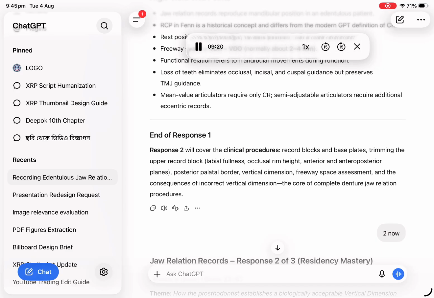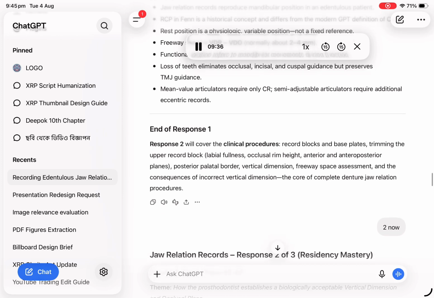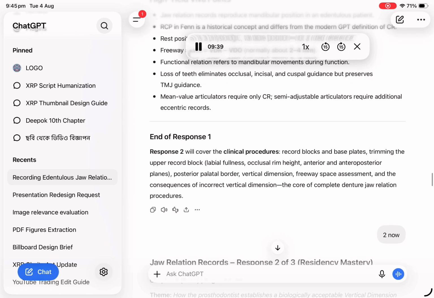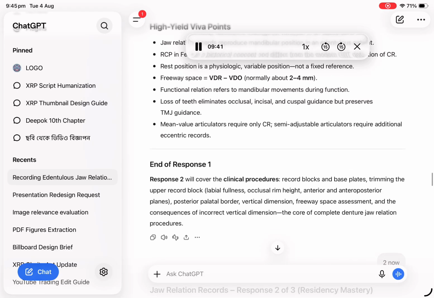End of response 1. Response 2 will cover the clinical procedures: record blocks and base plates, trimming the upper record block, labial fullness, occlusal rim height, anterior and anteroposterior planes, posterior palatal border, vertical dimension, freeway space assessment, and the consequences of incorrect vertical dimension, the core of complete denture jaw relation procedures.